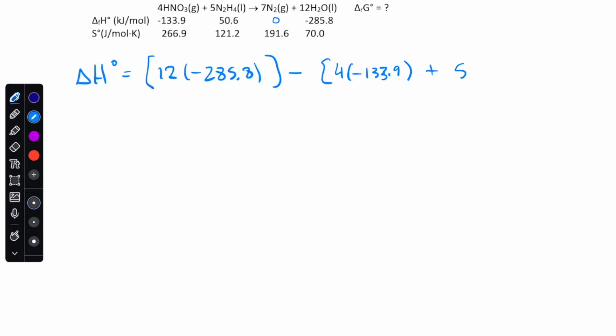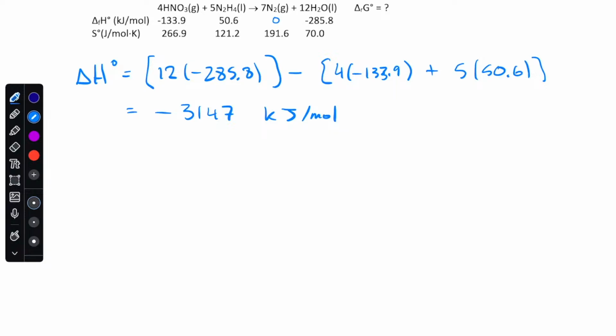Plus 5 times 50.6. And that's going to give us a nice big negative 3147 kilojoules per mole. Make sense? This is the reaction between hydrazine and nitric acid. Hydrazine is, I think, used to be used in rocket fuel.